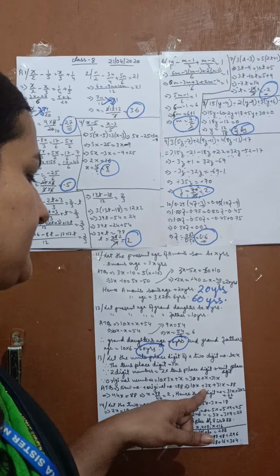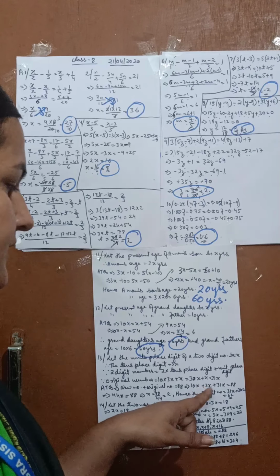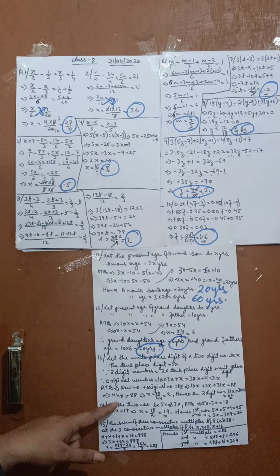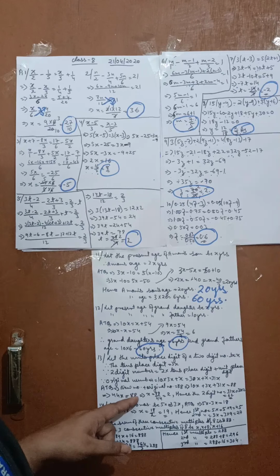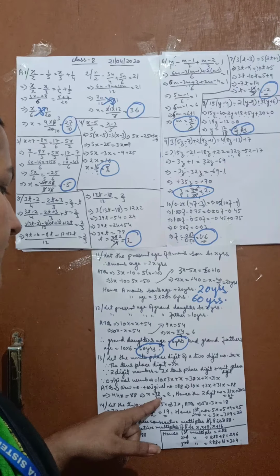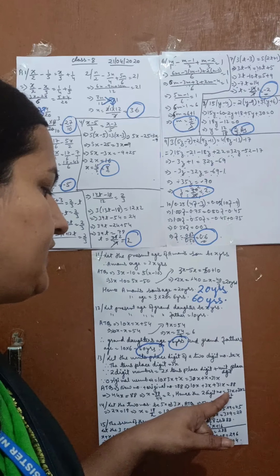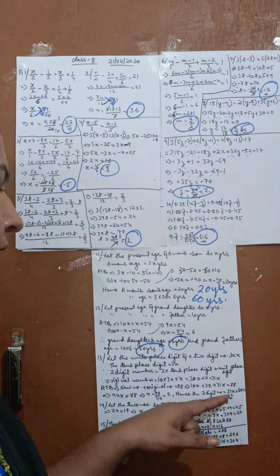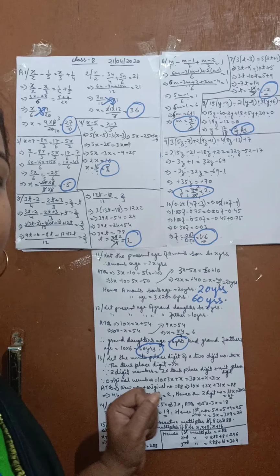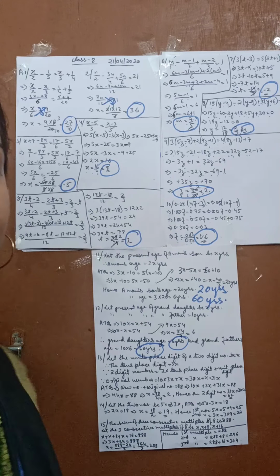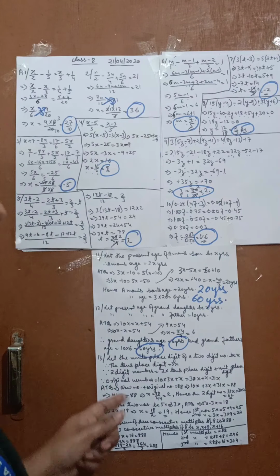So the equation becomes 10x plus 3x plus 31x is equal to 88. So 44x is equal to 88. Therefore x is equal to 88 by 44, that is 2. So hence the two-digit number is 31x, that is 31 into 2, that is 62. Okay, so the answer to question number 13 is 62.